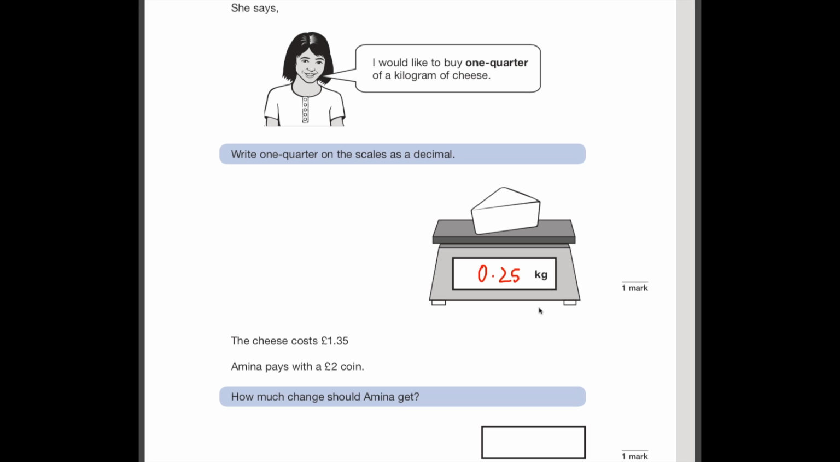And finally, the cheese costs £1.35. Amina pays with a £2 coin. How much change should she get? All you need to do there is £2 minus £1.35. You should be able to do that in your head, and the answer would be 65p.